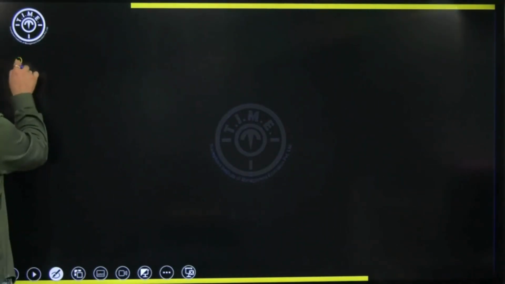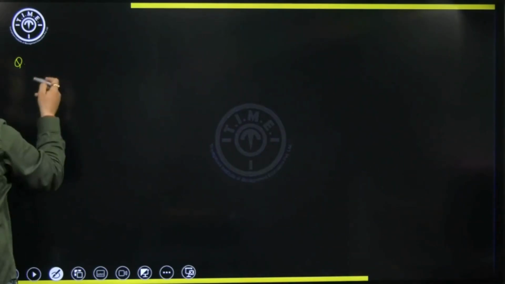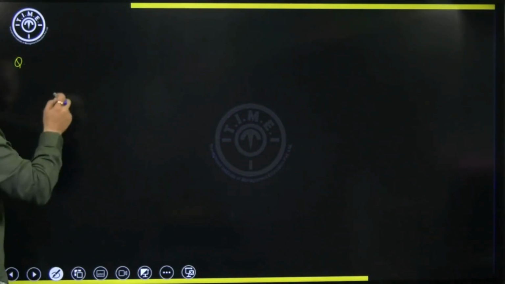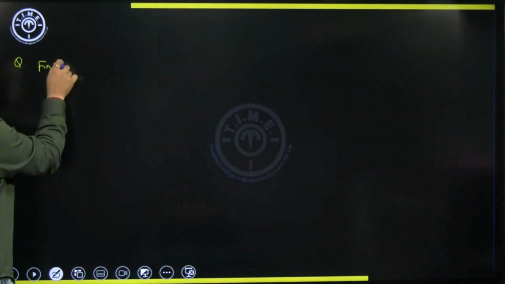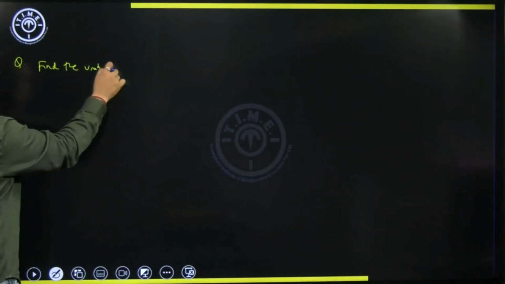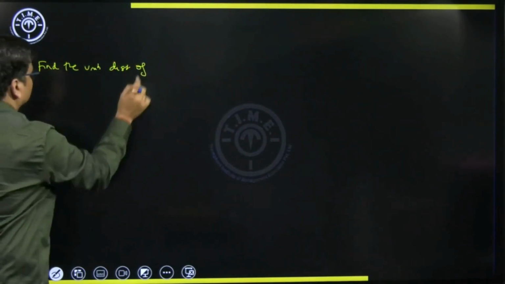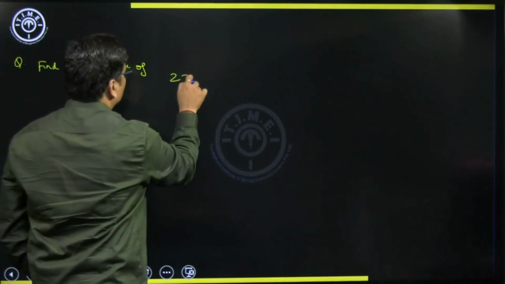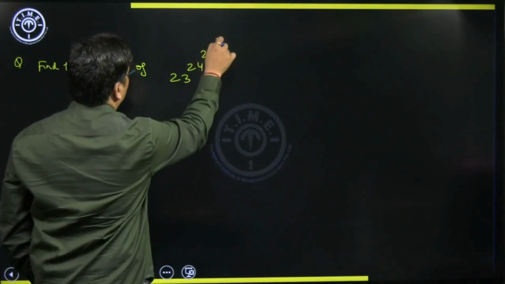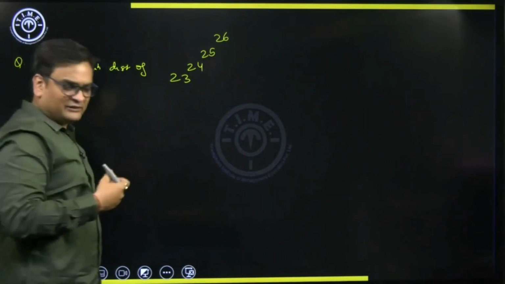Let me take one more. Say the question is find the units digit of, observe, 23 to the power, 24 to the power, 25 to the power, 26. We have to find the units digit of this.